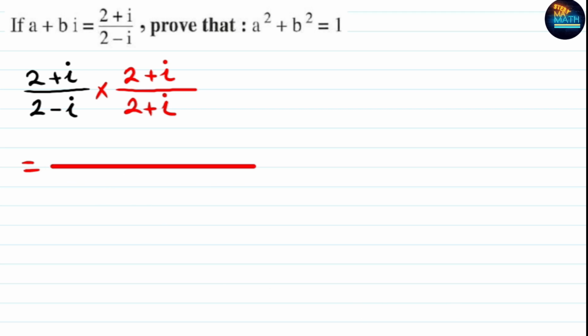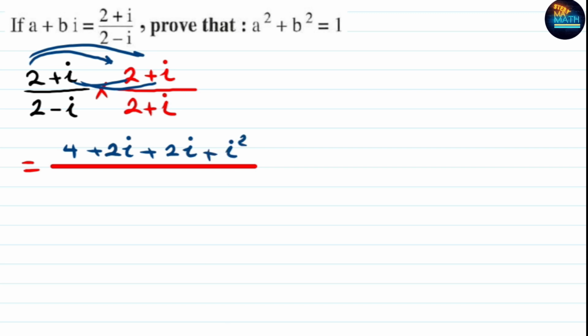In the numerator, you distribute the 2 and the i. So 2 times 2 is 4, and 2 times i is 2i. And i times 2 is 2i, and i times i is i squared. And in the denominator, you have 2 times 2, the first by the first, and the second by the second, because they are conjugates. So 2 times 2 is 4, and negative i times i is negative i squared.